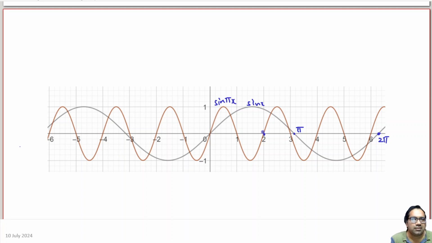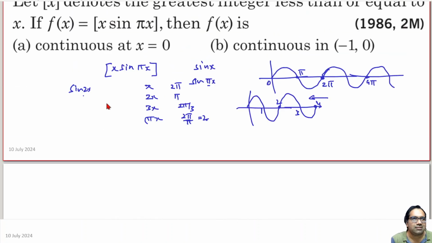That means it will take 2 units to finish each cycle. So 2 to 4 is another cycle, 4 to 6 another cycle. Similarly, 0 to minus 2 is one cycle, minus 2 to minus 4 is another cycle. Likewise, this is the sin pi x graph. We have reached sin pi x.